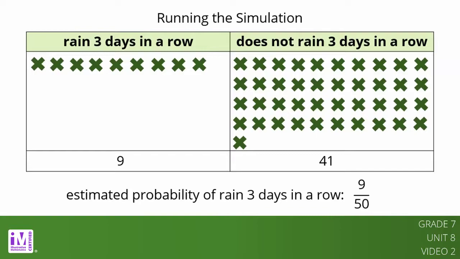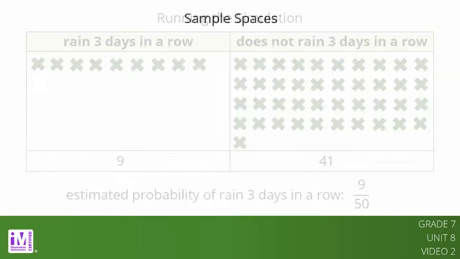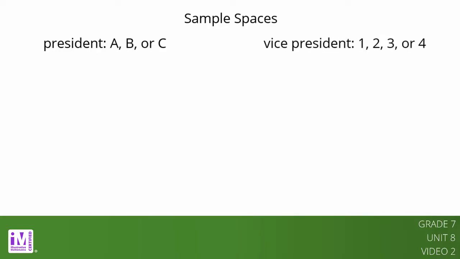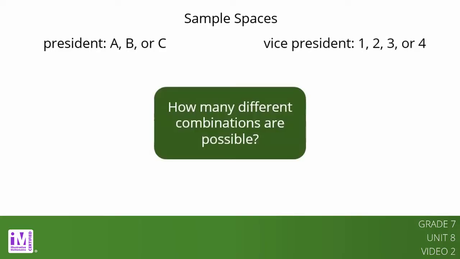Now let's look at an example of a situation where we don't need to run a simulation, but we do need to be able to list every possible outcome, or the sample space, for the chance experiment. Suppose there are 3 people who want to run for president of a club. There are also 4 people who want to run for vice president of the club. How many different combinations are possible?